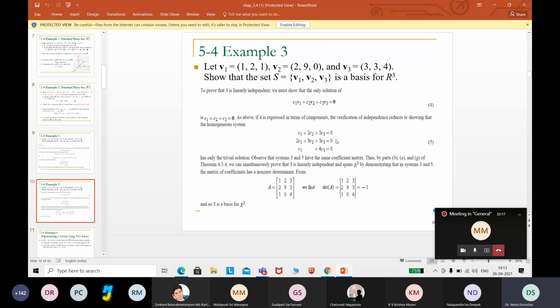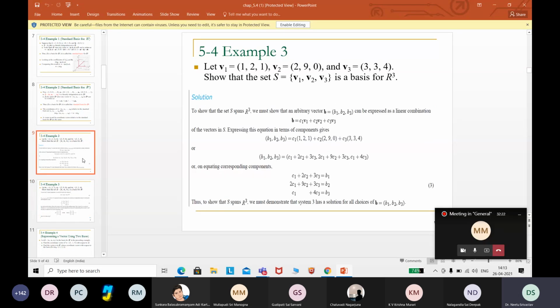Then only the system will have a trivial solution. For the third case, the system should not have no solution, and it should be satisfied for all B1, B2, B3. It should not hold only for a specific choice of B1, B2, B3. That is the reason we are saying that the determinant here also should not be equal to 0.